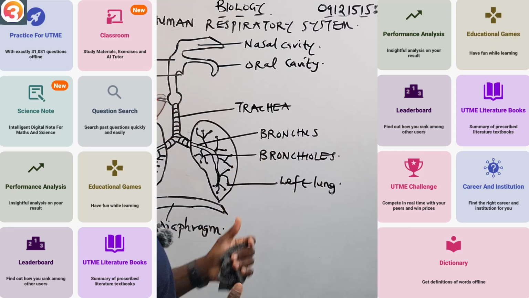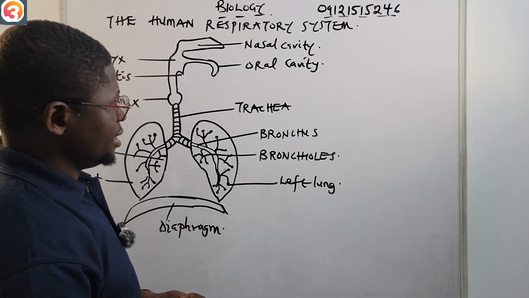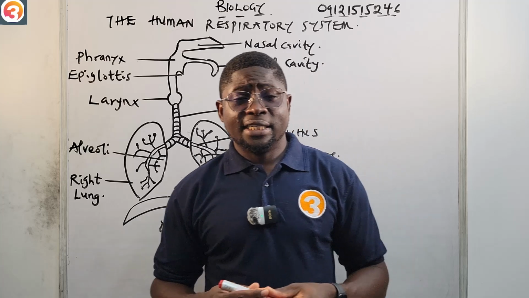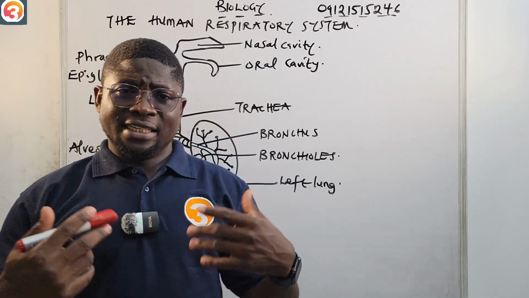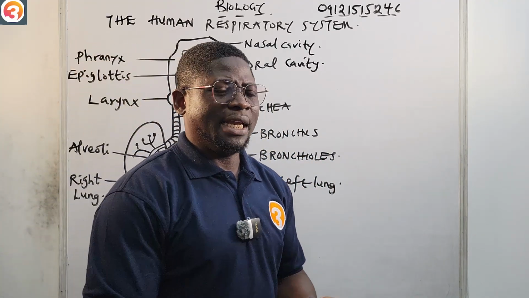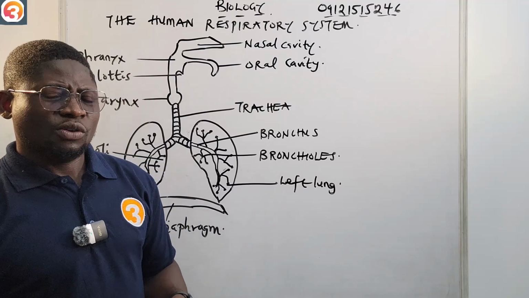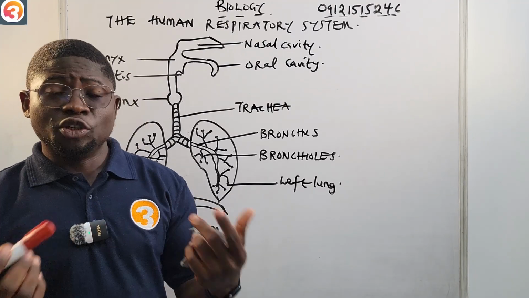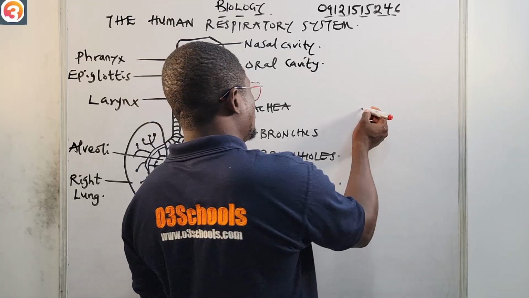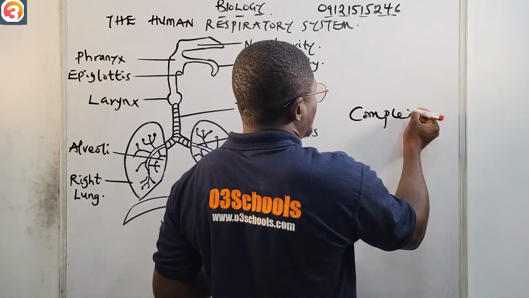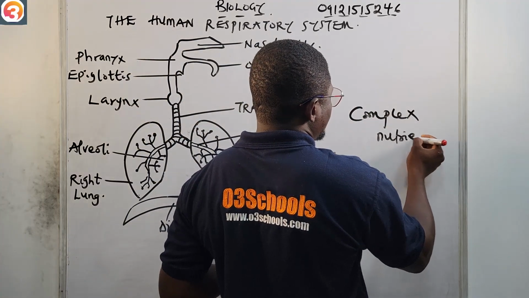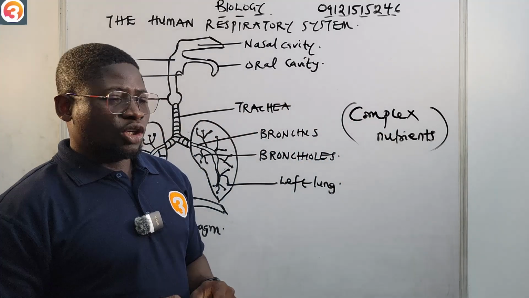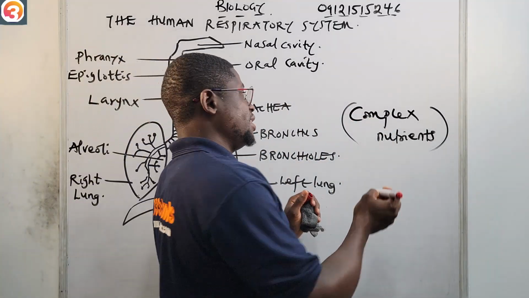So let us go to the human respiratory system. Before now, we talked about the digestive system. In that discussion, and even in the last class, we explained that during digestion, complex food substances or complex nutrients are broken down into simpler forms.